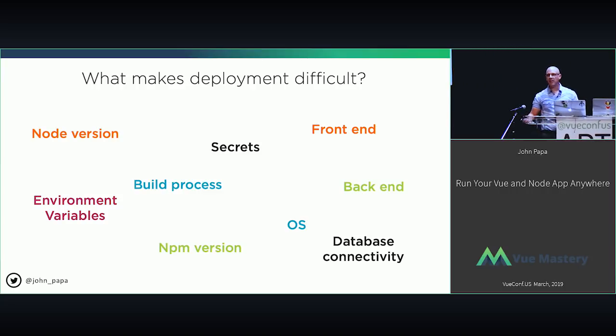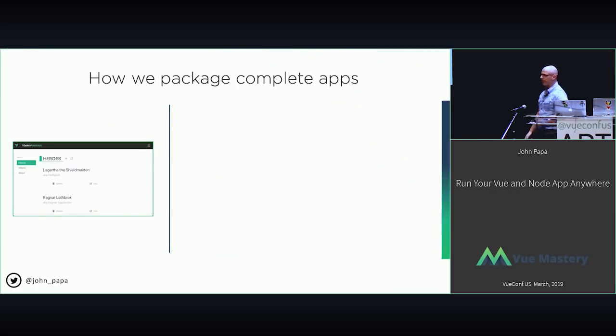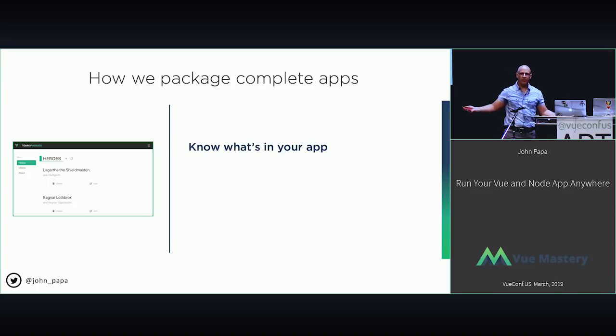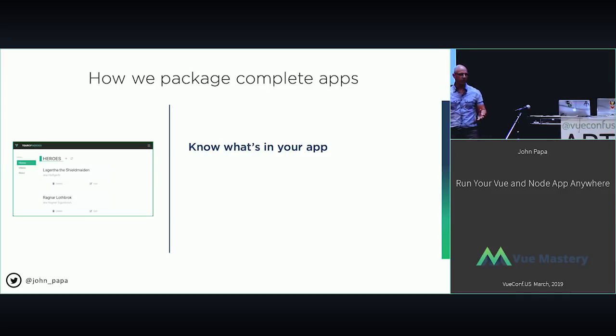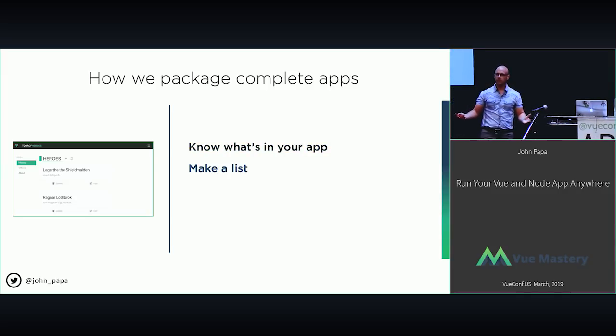Well, we can make it easy for everybody. That's the good thing. What do we normally do when we build and package apps? Let's think about this. First, we know what's in our app. We really take an inventory of what's in our app, what makes that application. And we make a list.